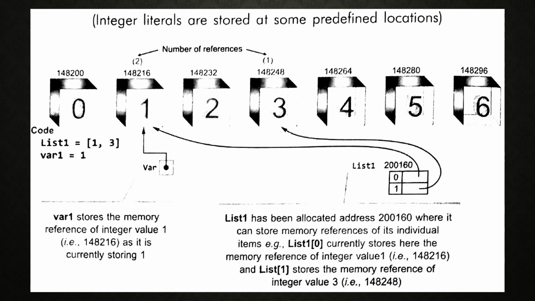Here it is given that variable 1 stores the memory reference of the integer value 1, and the address is 148216. List 1 has been allocated address 200160, where it can store the memory references of its individual items. For example, list 1 of 0 is 1, and list 1 of 1 is equal to 3, at different address locations.